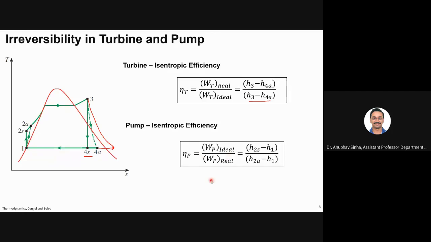Okay, so these are the equations which you use to define your isentropic efficiency for the turbine and pump. As I said, the turbine produces work while the pump consumes work. This is an input. We are giving input to this. Hence, we have different equations for efficiency. These are basically the reverse of each other.